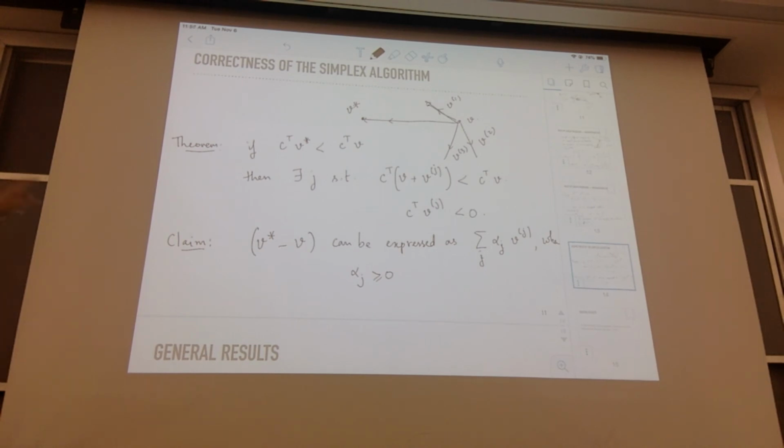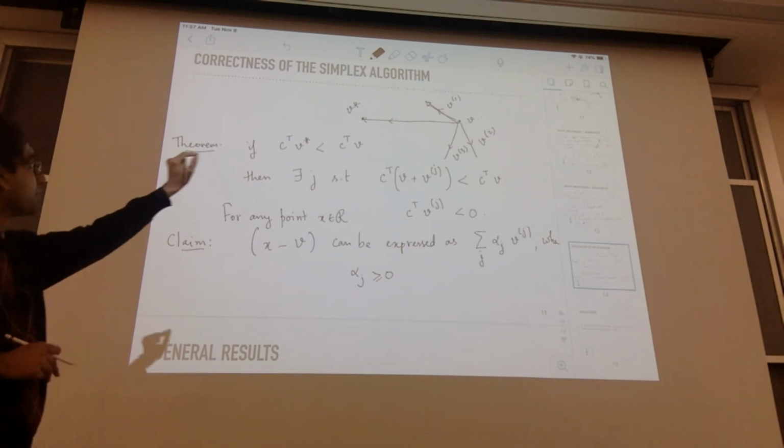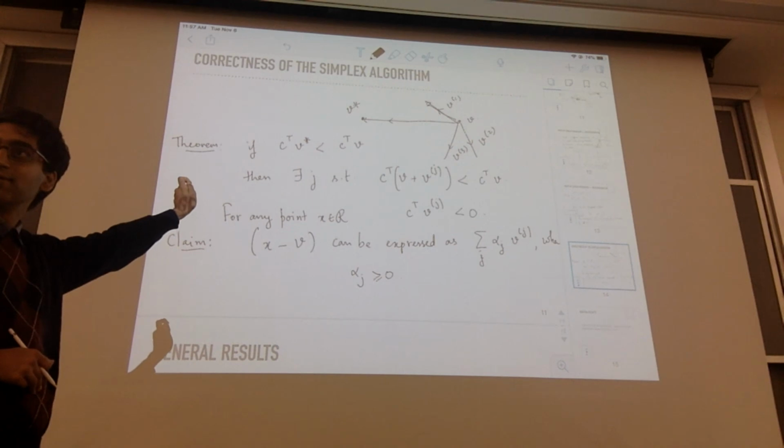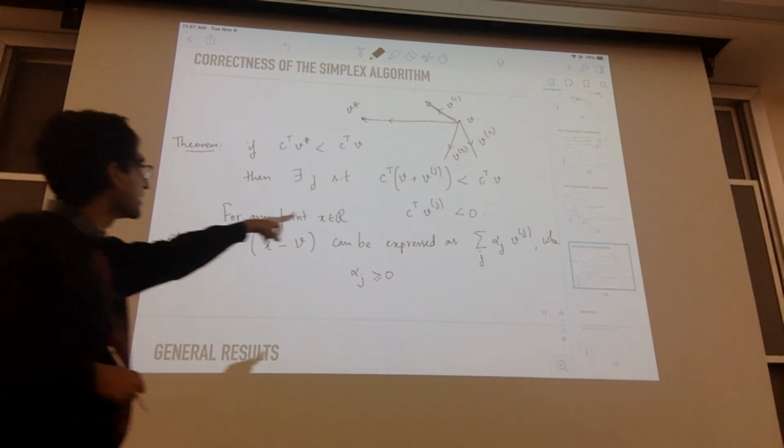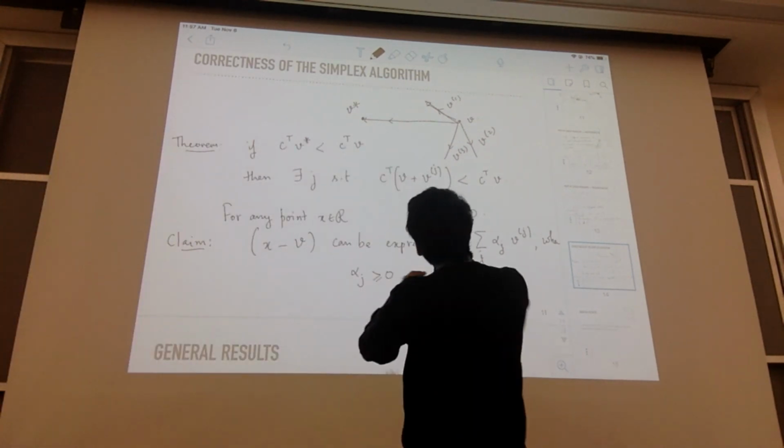So this is the claim I want to make. In fact, not just for V star. I would like to make it for any other feasible point in the polygon. So for any point X in R, the feasible region, the direction from V to X can be written as a non-negative combination of these lines that go out of V.